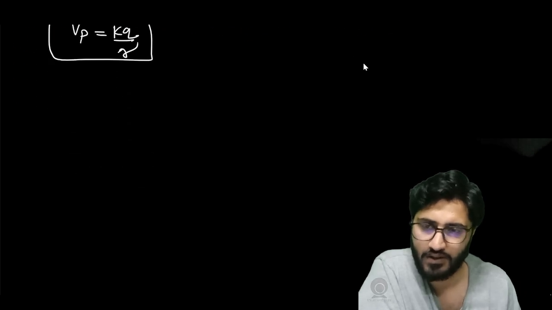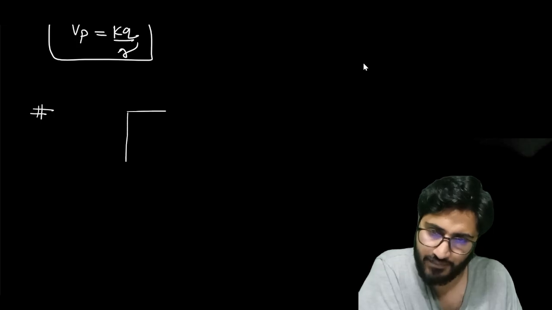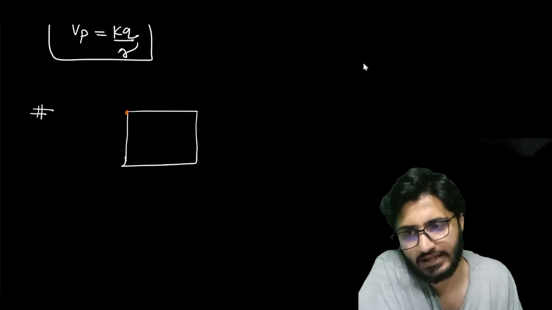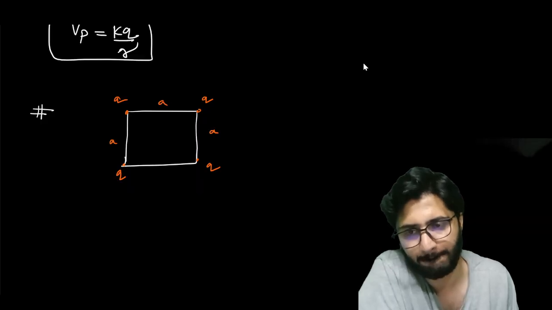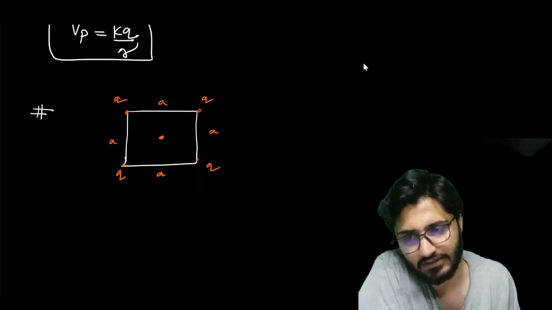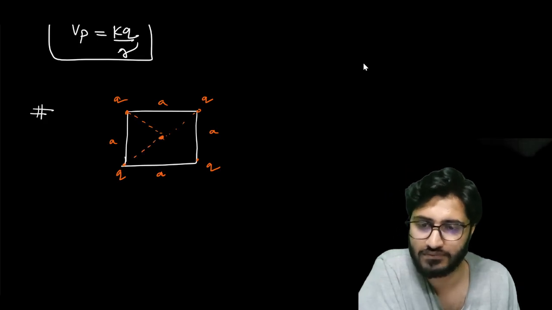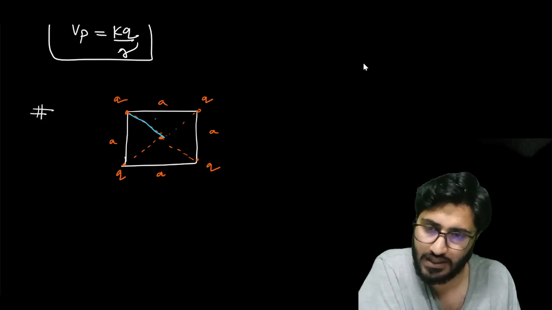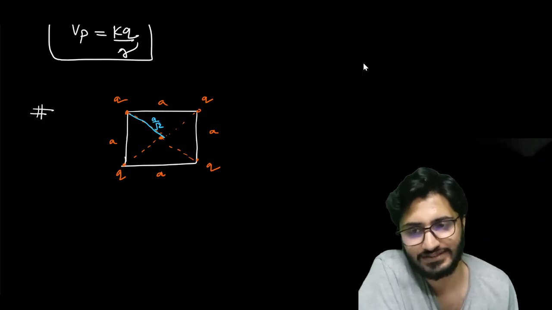Okay, look now, beta. Let us do a numerical. This is my square, and at each and every corner I have charged particles Q, Q, Q and Q. Side is A. At the center, what will be the electric potential due to all these? Look, the distance is A by root 2. All will be the same.